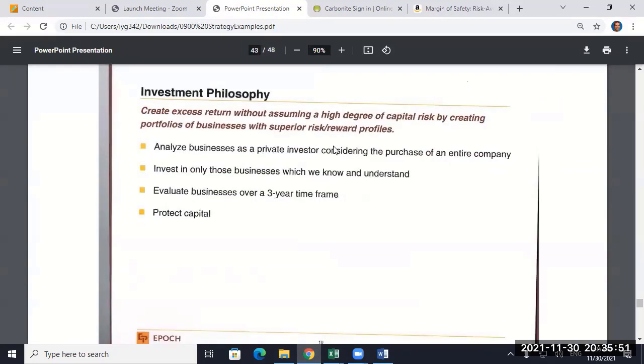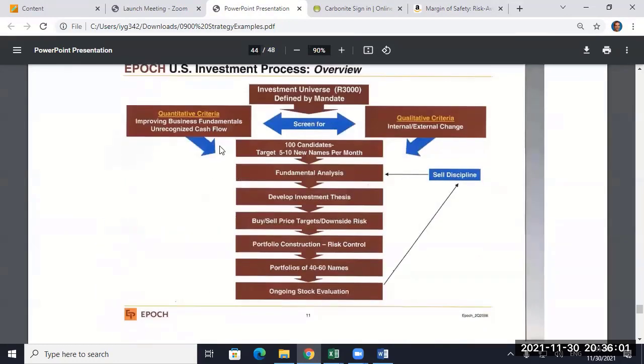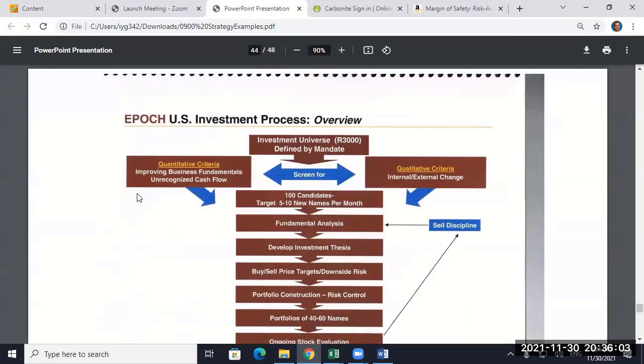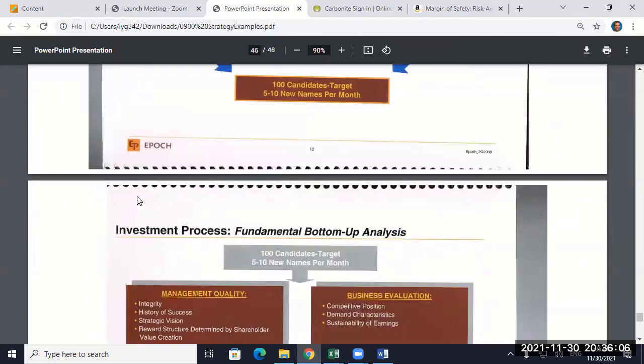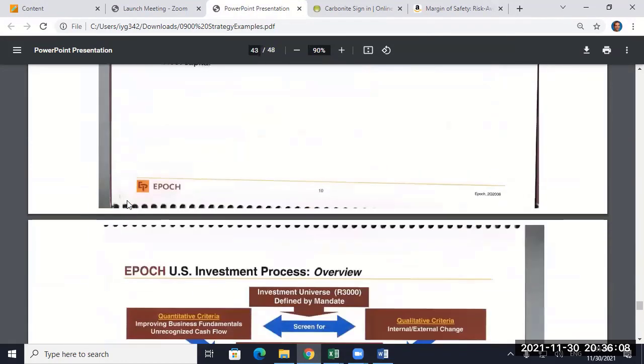Analyze business as a private investor considering to purchase an entire company. That's Warren Buffett. Those businesses which we know and understand, evaluate business over a 3-year time frame, protect capital. So, and they have a process that they go through. All right, so you get the idea.